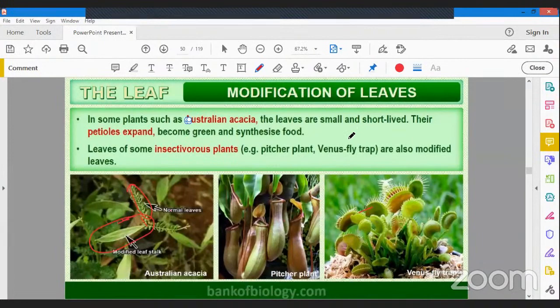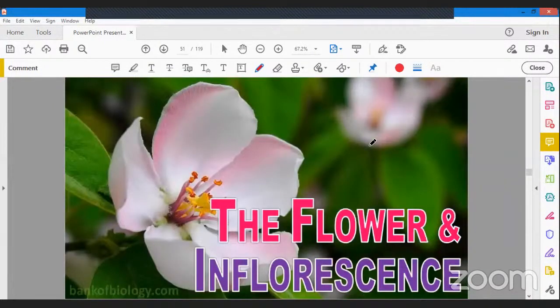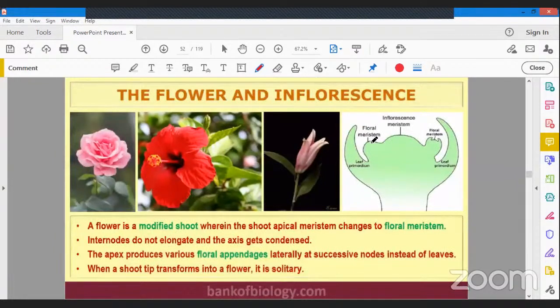Done. So we'll go to the next part. Flower and inflorescence, a very important part, students. We have studied about flowers in sexual reproduction of flowering plants.